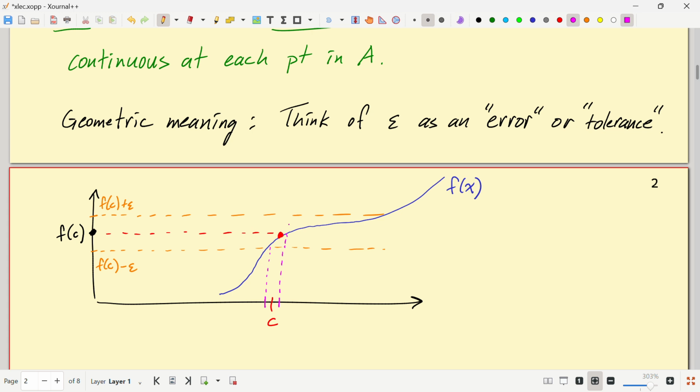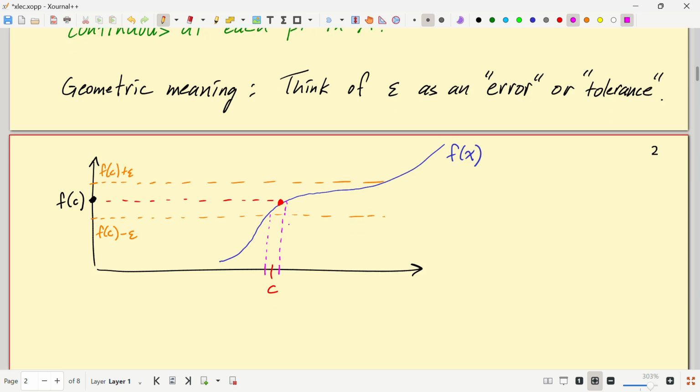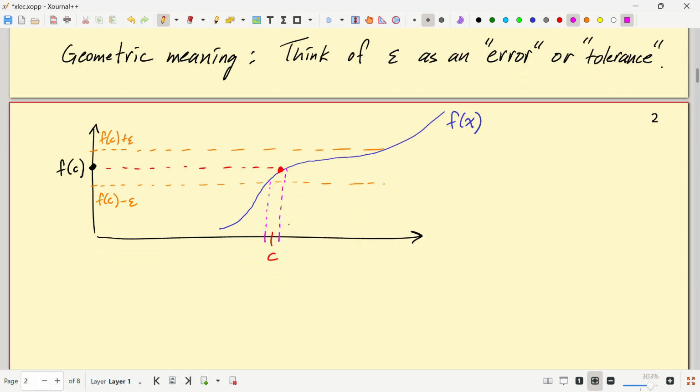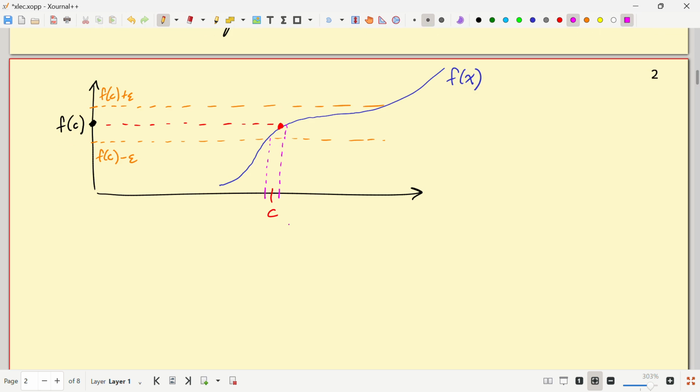I could find the best possible C, but you don't have to find the best possible C. I could squeeze it down even smaller and just get a C that works. Questions about that? That's the picture. And so another way to say it is that, so here's kind of a topological way to say it.